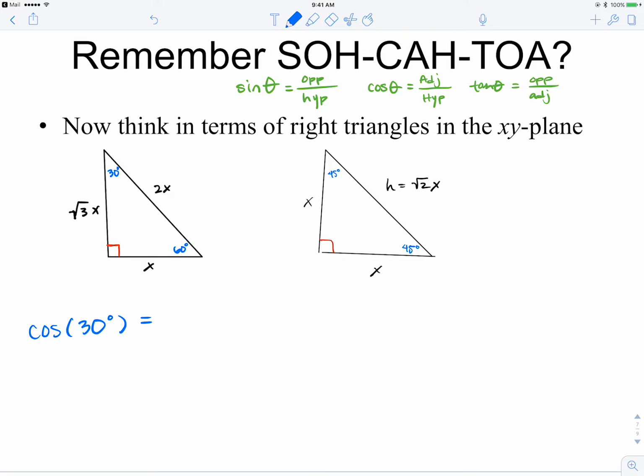Sine of 30 degrees. So sine is opposite over hypotenuse. What's the length of the side opposite from 30 degrees? x over hypotenuse, which is 2x. So that's just 1/2.